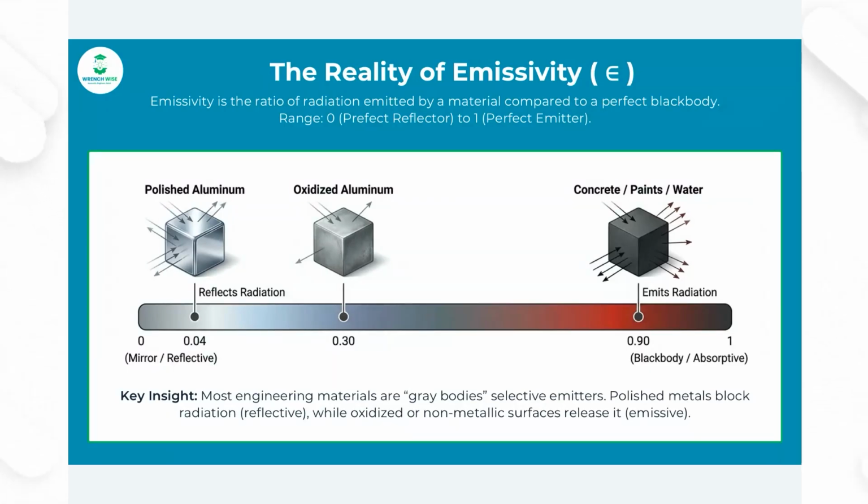Now, in the real world, most engineering materials are gray bodies. They fall somewhere in the middle of this spectrum. The idea essentially is they are selective emitters. So if you want to shield a component from fire, you want low epsilon. If you want a battery pack to cool down naturally, you want a high epsilon.